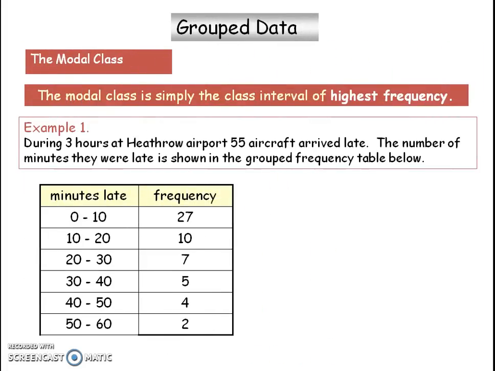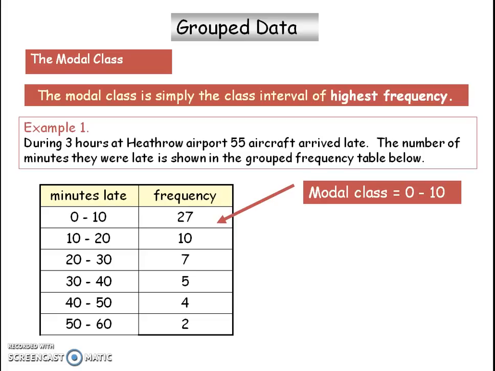Now come to the median and mode. Let me first conclude the modal class for this grouped data. The modal class is simply the class interval of highest frequency. Here the class intervals are 0 to 10, 10 to 20, 20 to 30, and these are the frequencies given. The highest frequency is 27, which is against the class interval 0 to 10. So my modal class is 0 to 10.